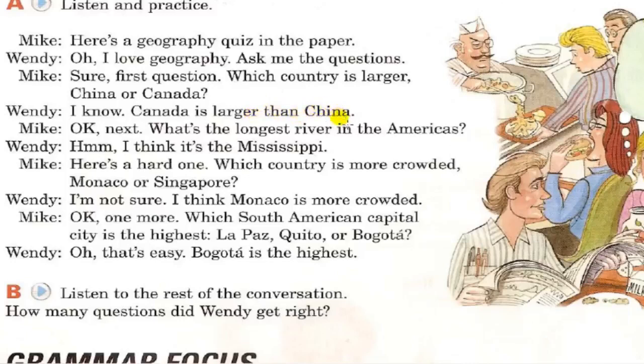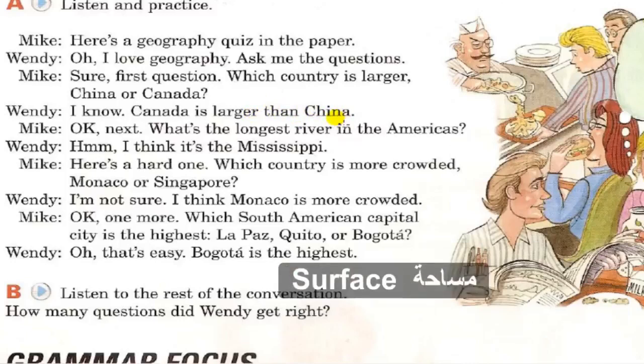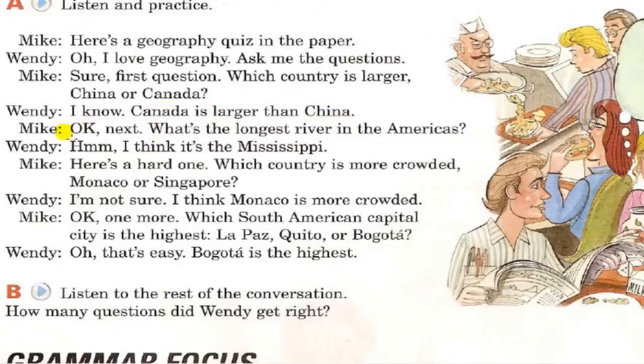Of course, Canada is larger in what? In surface, the surface of land. But China is larger in the number of people. Number of people, China; surface, Canada. Next. What's the longest river in the Americas? In the Americas here, it means North America and South America, the two Americas. I think it's the Mississippi. The Mississippi River in the USA.